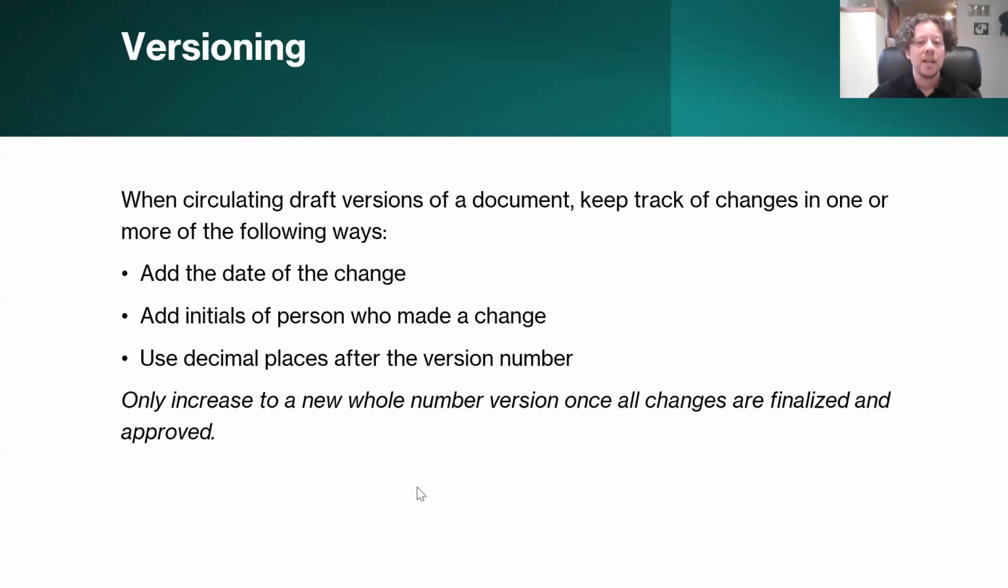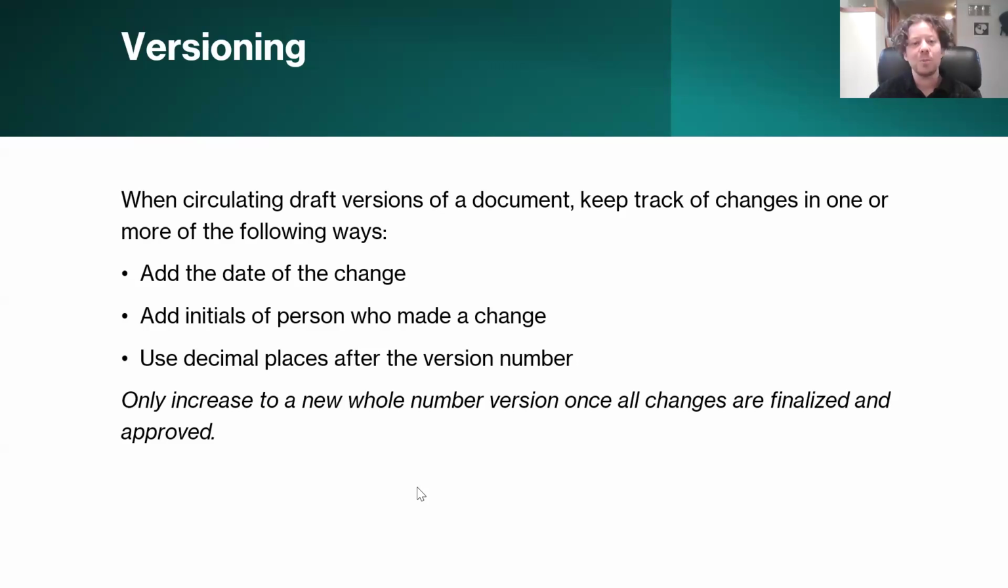don't increase to a new whole version number until all those changes to your draft document are finalized and approved, and then you can take it up to the next version number. Otherwise, it can get very messy. If you look at your REB submissions and you see something like protocol version 1 and 2 followed by version 10, someone might ask what happened to those versions in between. So often those are the draft versions.